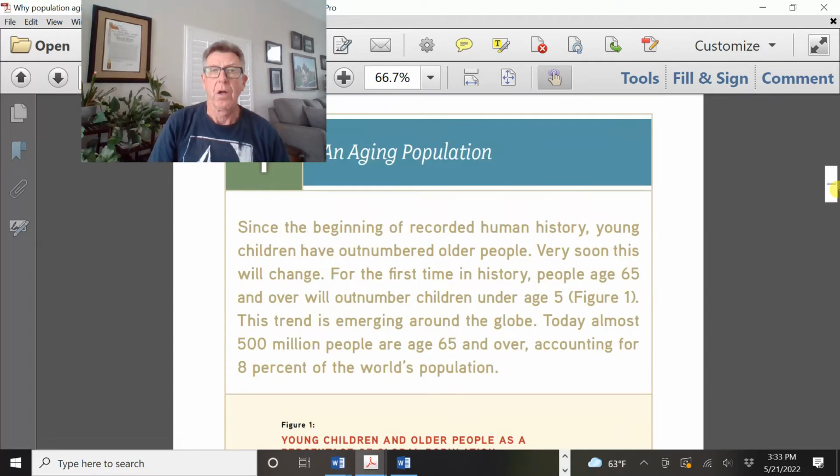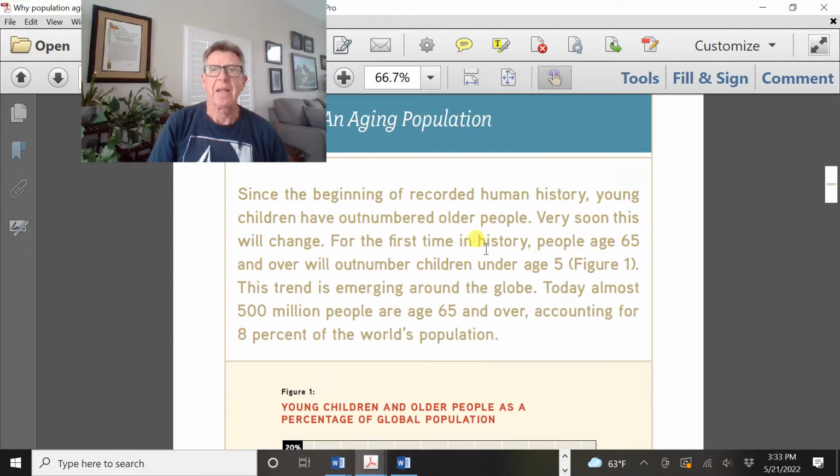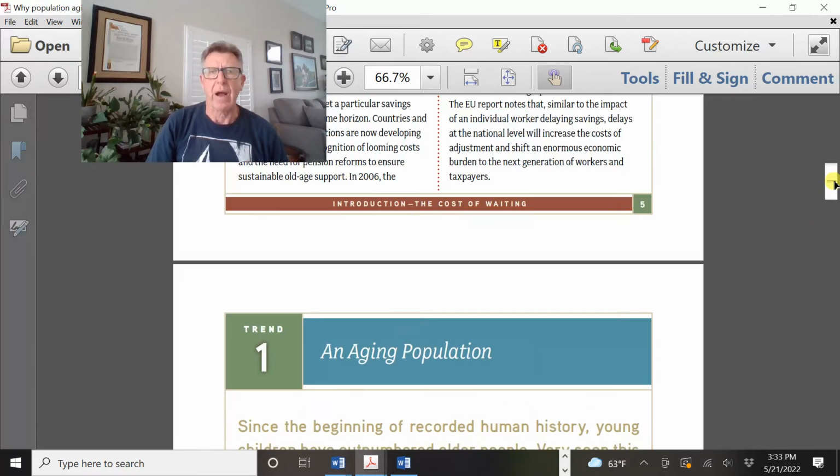All right, here we go. Aging population. Again, this is more of the trend that we talked about earlier. Now we're going to look at it graphically.